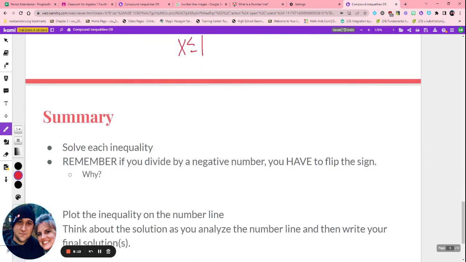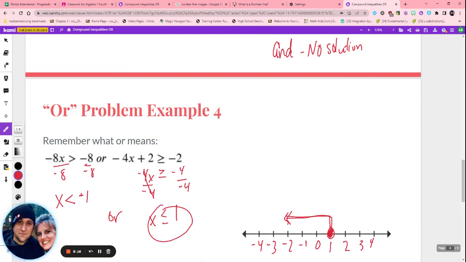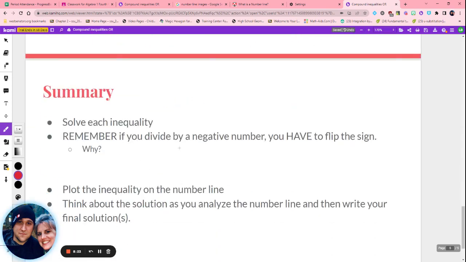So in summary, let's look at this. How do we do this? If it's an or problem, we have to solve each inequality separately. So I solved this one, then I solved this one. We solve them separately. And then remember, in solving, if we divide by a negative number, you have to flip the sign. I want you to think about why that is real quick, just a real quick tutorial here.